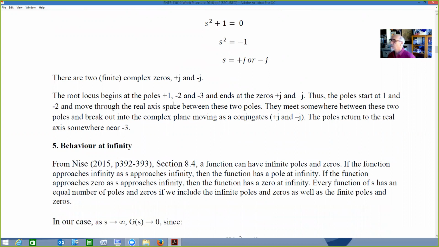Thus, the poles start at 1 and -2 and move along the real axis between these 2 poles. They meet somewhere between these 2 poles and break out into the complex plane, moving as a conjugate pair. Remember that bit about the conjugate we talked about beforehand. The poles return to the real axis somewhere near -3, which is that 3rd pole.